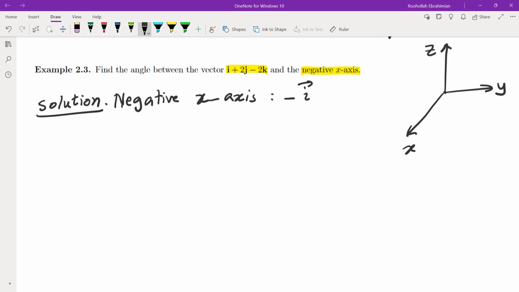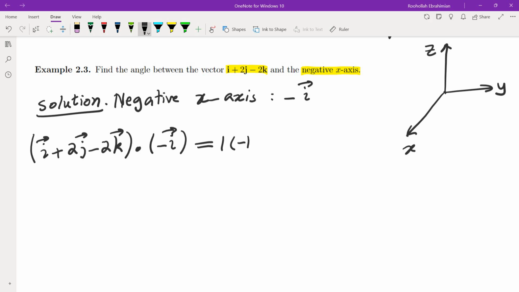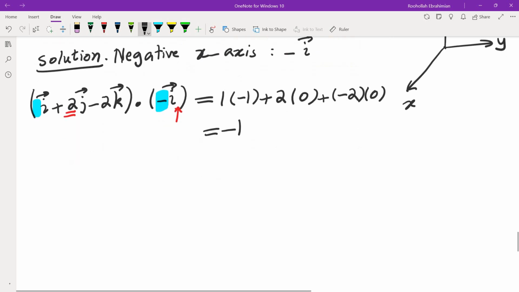So what we need to do is look at i plus 2j minus 2k and find the dot product of this with negative i. Let's evaluate this. If you multiply that, we get 1 times negative 1 plus 2 times 0. 1 is the coefficient here, and negative 1 is the coefficient here. 2 is the coefficient of j here, and there is no coefficient of j here, so that's just 0. And then plus negative 2 times 0. Evaluating that, we get negative 1.